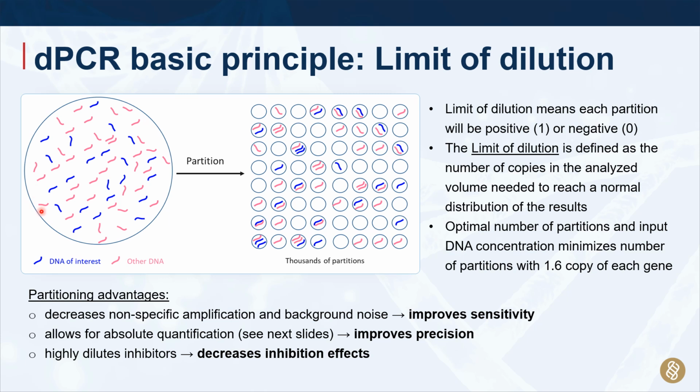Partitioning a sample from a bulk reaction like qPCR in 20 microliters to thousands of smaller nanoliter sized reactions has some advantages. One of these being that the non-specific background or noise is being reduced, so it improves the sensitivity of the assay. The second, it allows you to absolutely quantify the target of interest, therefore improving your precision. It also dilutes the inhibitors that might be present in your sample, decreasing the inhibition effects of those on your reaction.